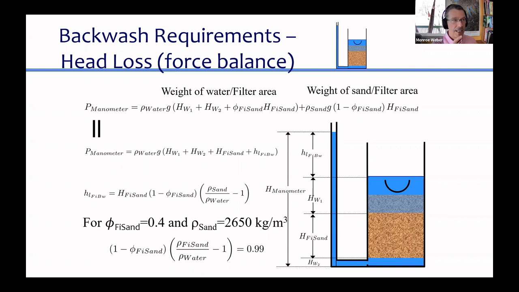If you have silica sand with a density of 2650 kilograms per meter cubed and a porosity of 0.4, when you plug those two numbers into the second two terms in that equation, 1 minus the porosity times the density of sand over density of water minus 1, you get 0.99, which is pretty darn close to 1. Whew, take a deep breath. This means that when you fluidize a sand bed, the head loss through the sand bed is equal to the height of the sand before you fluidized it.